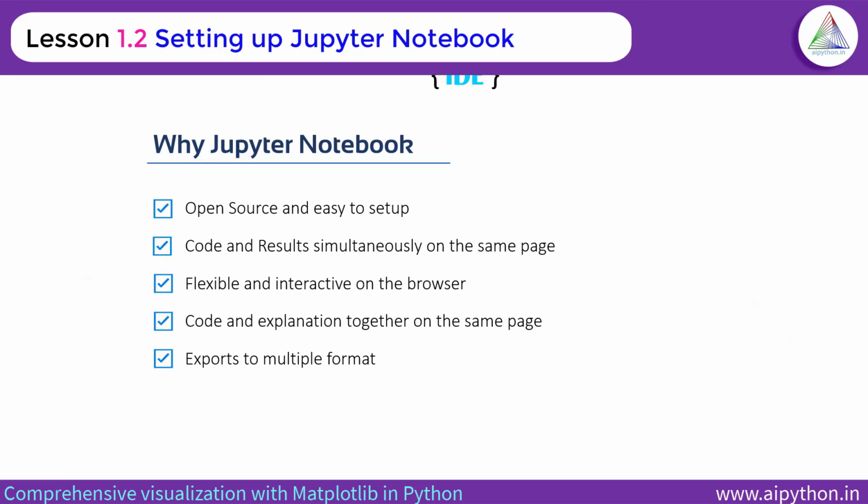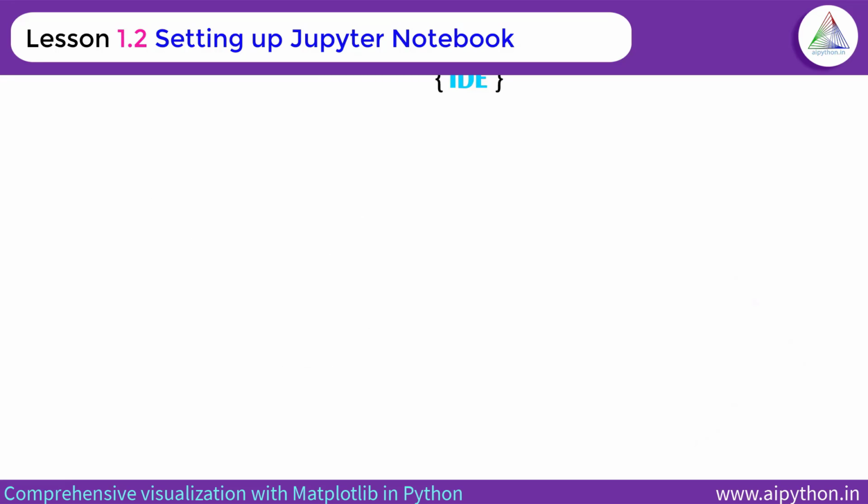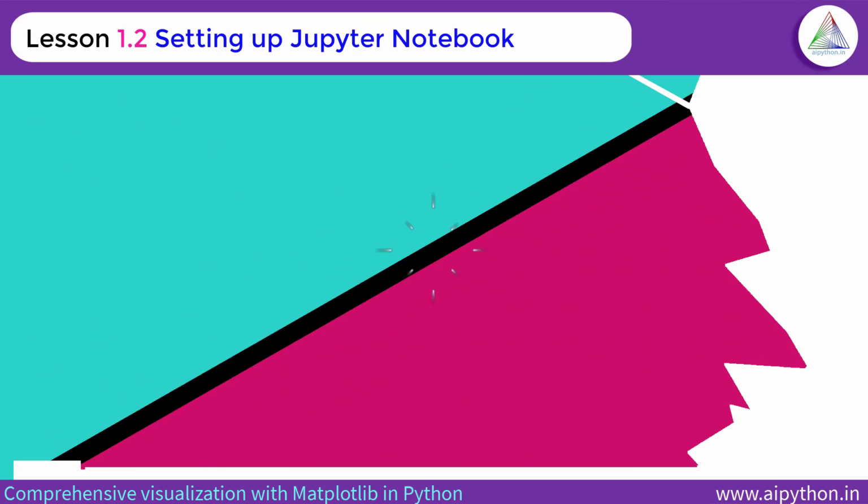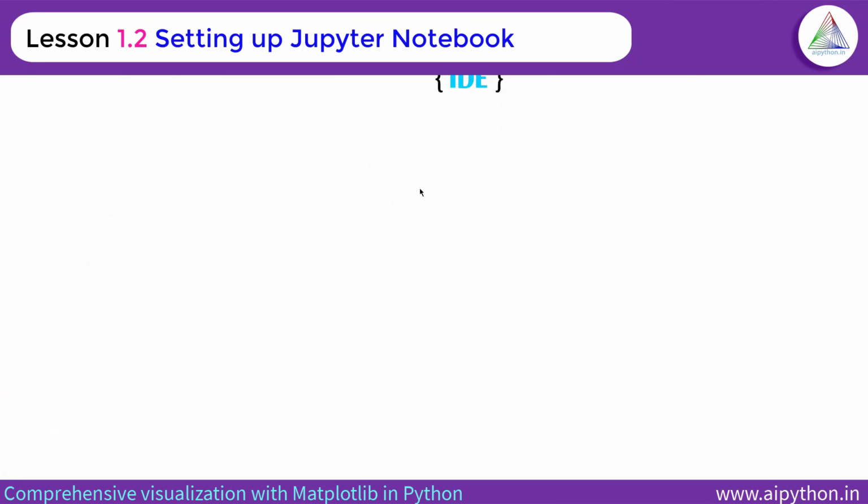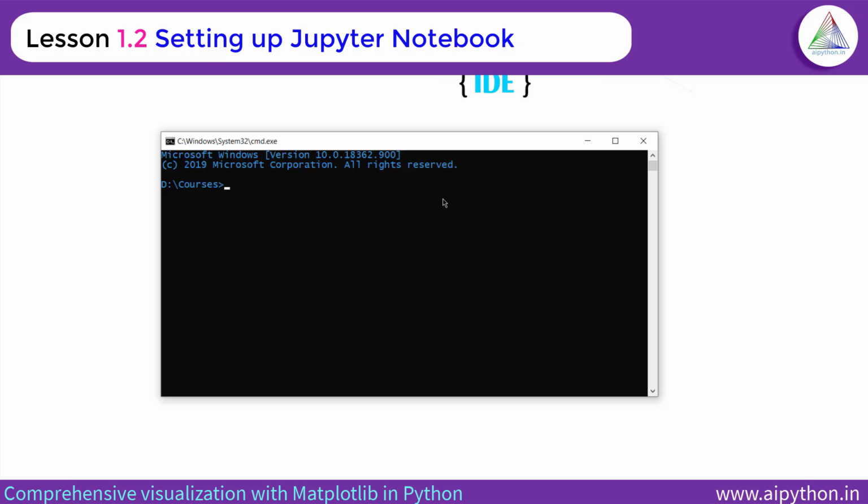Now let's get into the installation part of Jupyter Notebook. Installation of Jupyter Notebook is simple and straightforward. You have to fire up your command prompt. You can fire up your command prompt by pressing Windows plus R and then writing CMD and then hitting enter. You will see a screen like this.